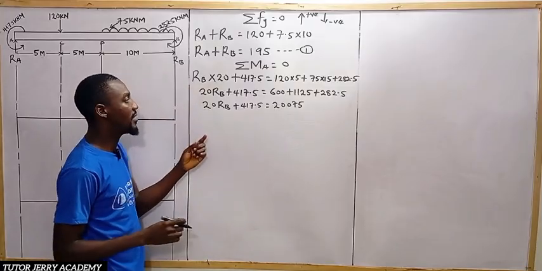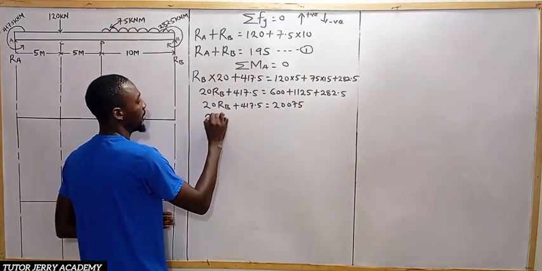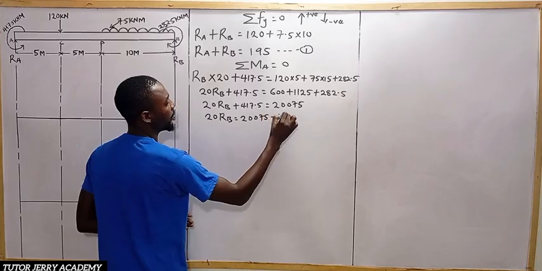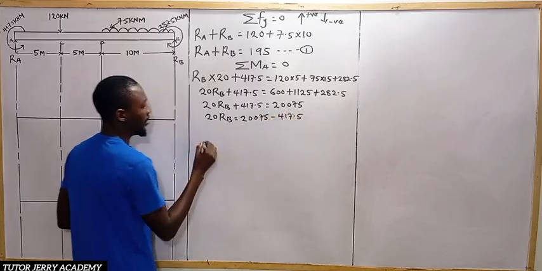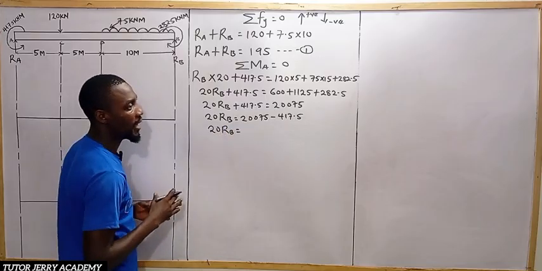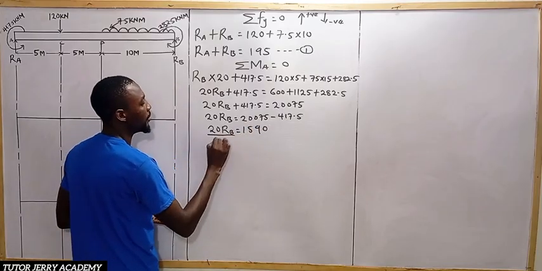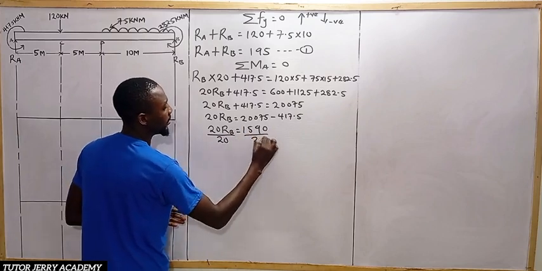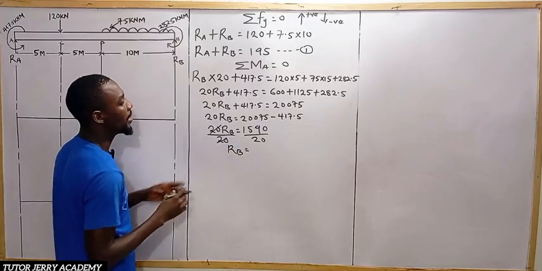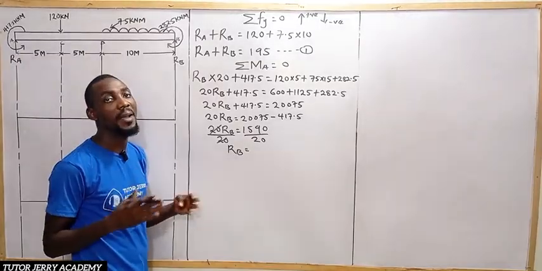The next thing is we are going to collect the like terms. That is 20 RB will be equal to 2007.5 minus 417.5. So 20 RB, if we subtract that, we are going to have 1590. So for us to get RB, we divide both sides by 20. Now our reaction at B will be equal to 1590 divided by 20, which gives us 79.5.